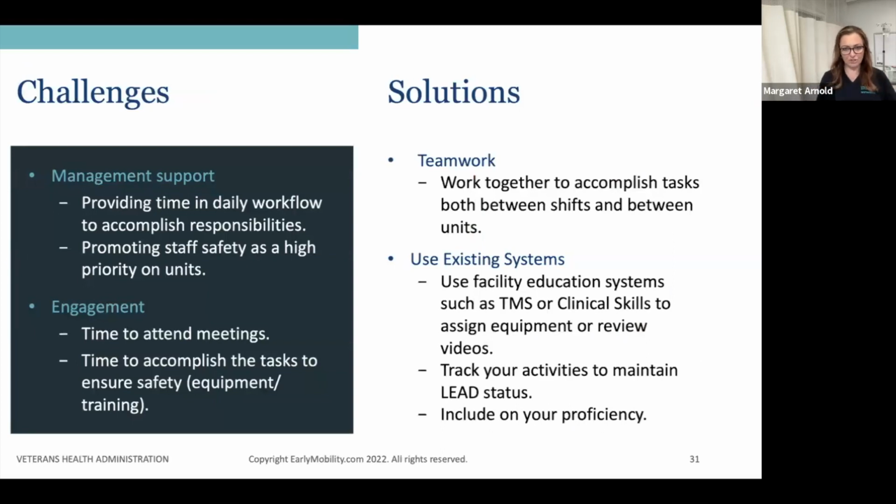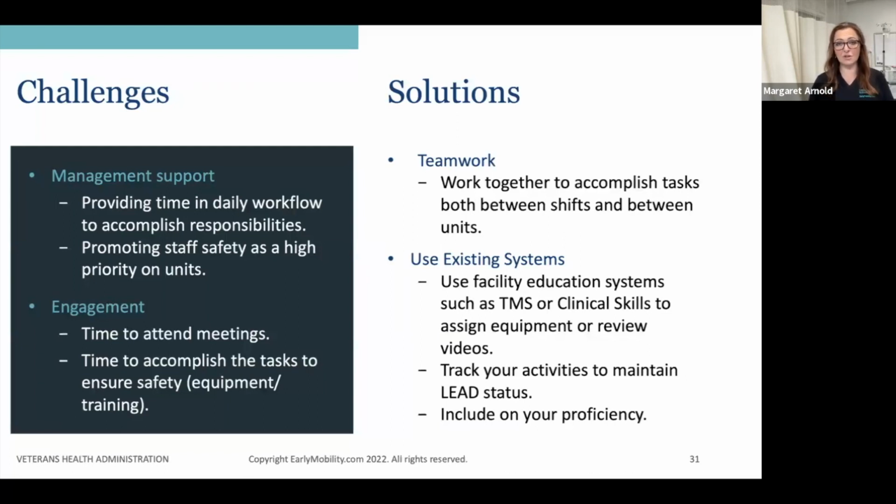Know your challenges, know your solutions on your unit. Some of the frequent ones we come up against are management support, providing time in your daily workflow to perform your role as a unit peer leader, promoting staff safety as a high priority on units. That's sometimes a challenge. Engagement, time to attend the meetings, time to accomplish the tasks to ensure safety. You need to speak with your unit manager to make sure that you have the time to perform your responsibilities as a unit peer leader. If you don't, talk to your safe patient handling program manager.